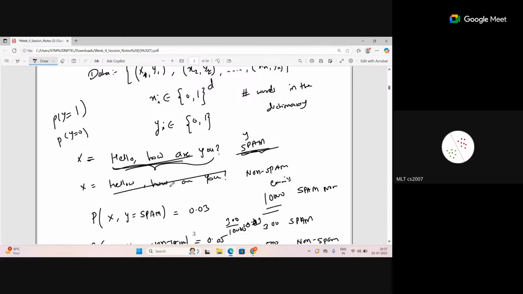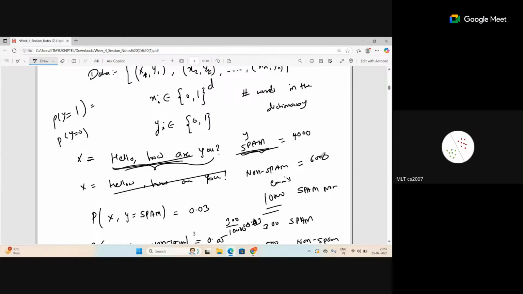Let's say 10,000 emails are there, and in those 10,000 emails, total spam emails are 400 and non-spam emails are 600. So what is the probability that y equal to 1? Let us say y equal to 1 means non-spam. What is the probability that the given email is non-spam? How will you find it out from the given data? In general, 600 by 10,000.